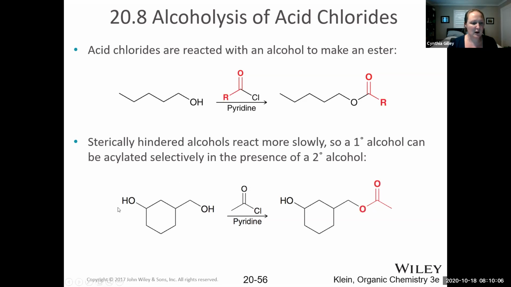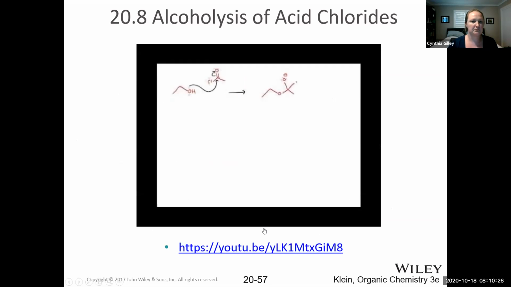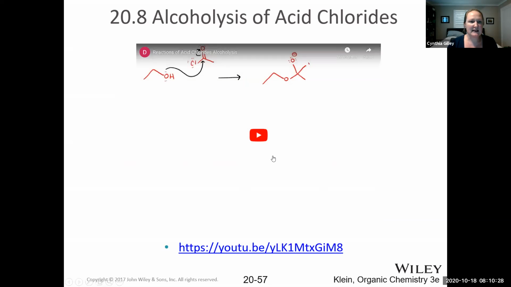Interestingly, sterically hindered alcohols react with acetyl chloride more slowly than less sterically hindered alcohols. So we can actually do a selective acylation of the primary alcohol in the presence of a secondary alcohol using one equivalent of acyl chloride with pyridine. If you want to see the mechanism of an acid chloride being reacted with an alcohol, I have made a separate video of that, and you can use this link to watch that video.